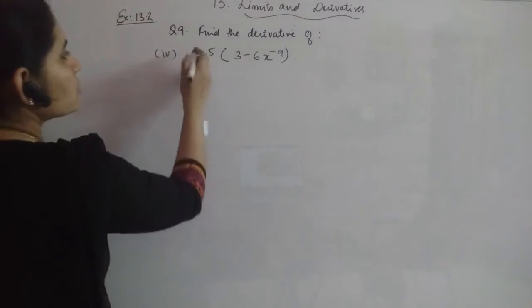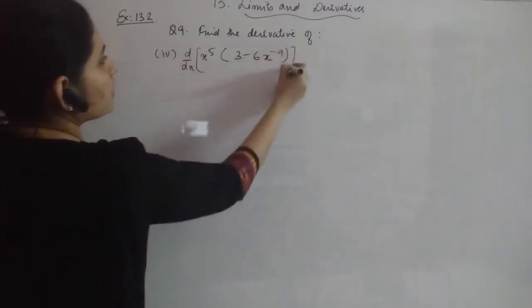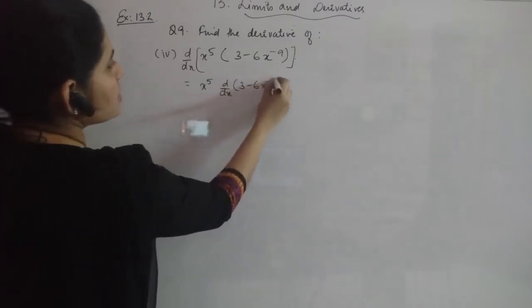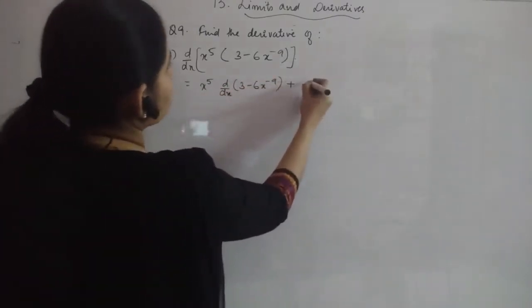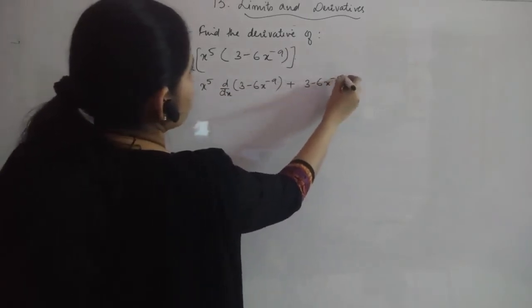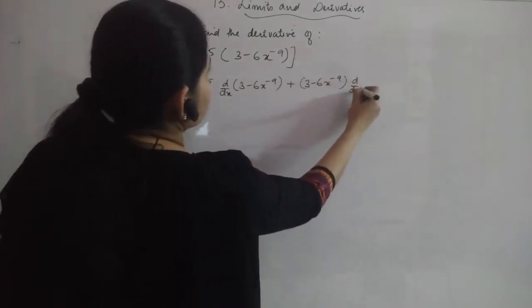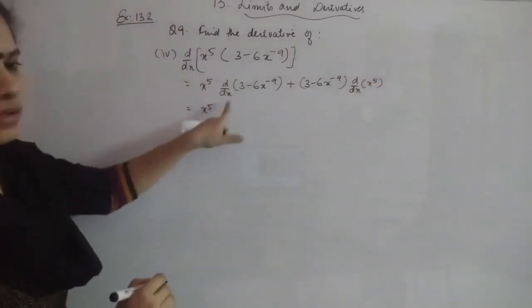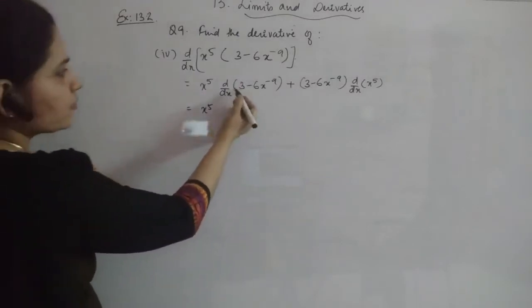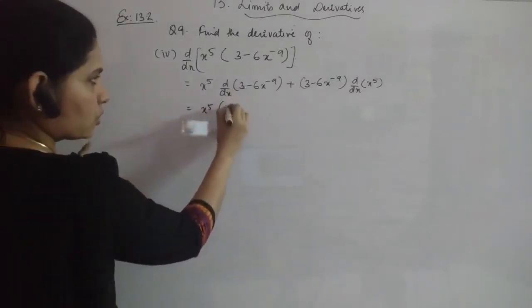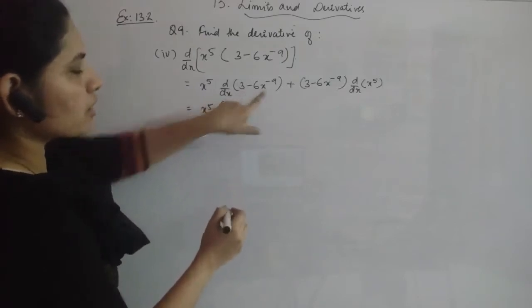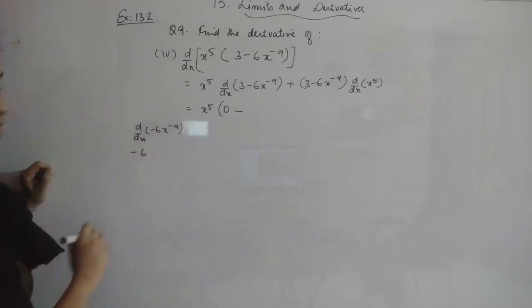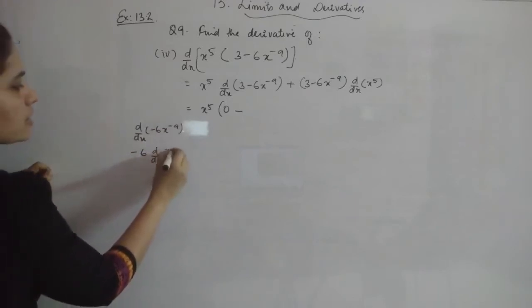We will use product rule. So d by dx of this will give you x raised to 5 into derivative of 3 minus 6x raised to minus 9 plus 3 minus 6 x raised to minus 9 into d by dx of x raised to 5. X raised to 5 into derivative of this. Derivative of this will give you derivative of 3, 0, minus 6 into derivative, see, d by dx of minus 6 x raised to minus 9. So I am taking out minus 6 and d by dx of x raised to minus 9.